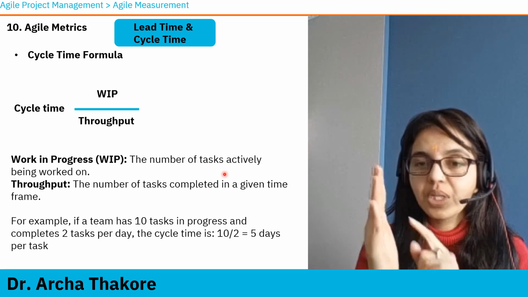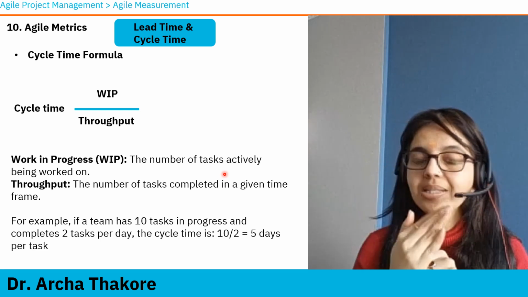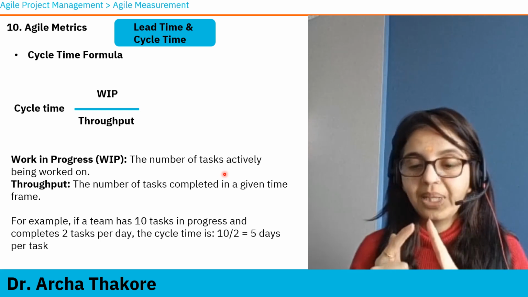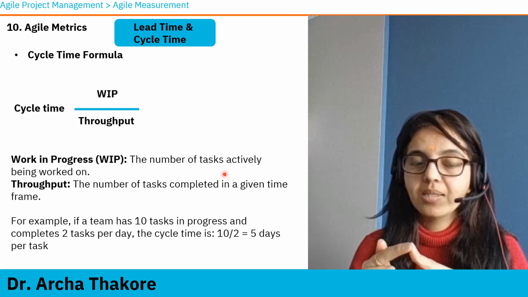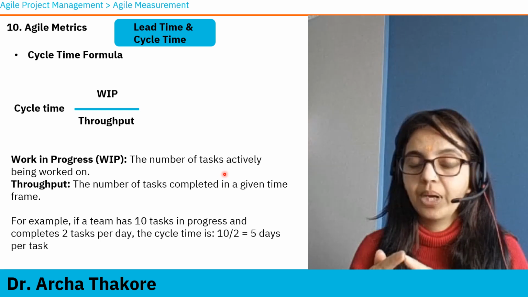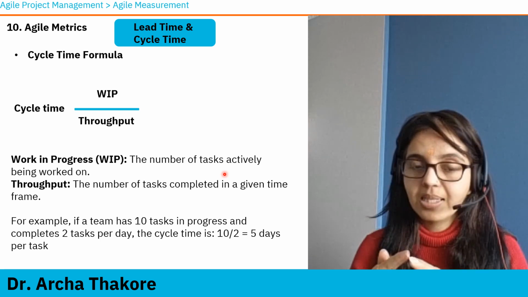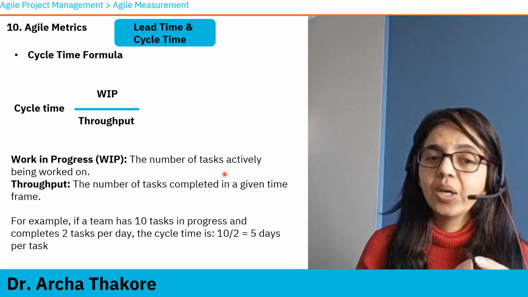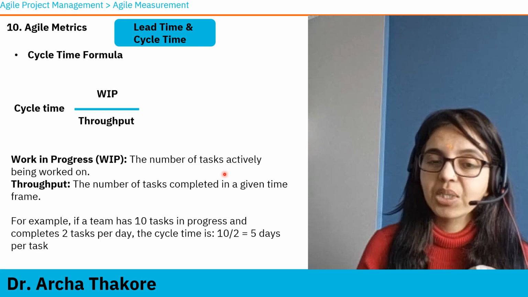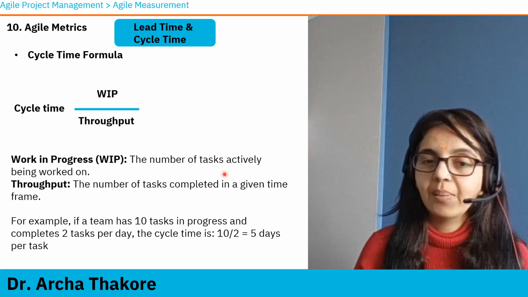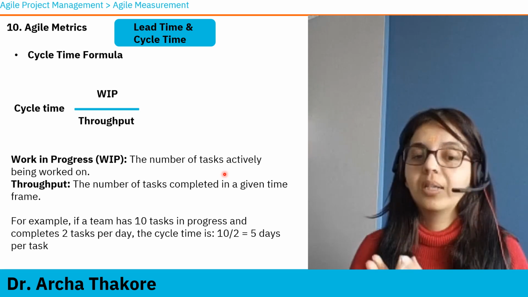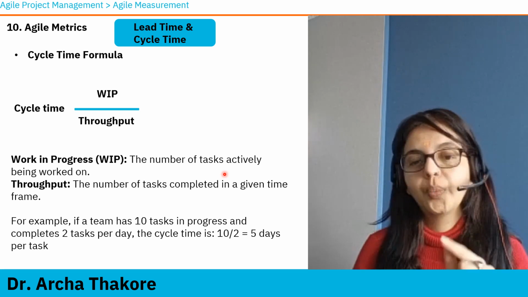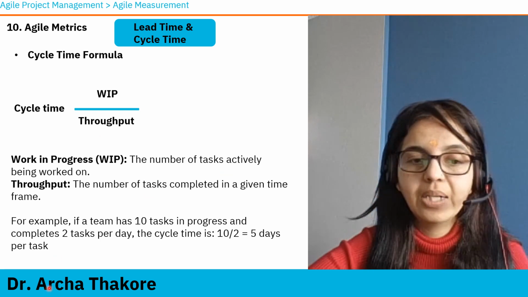There are 10 stories which are currently in progress. So what is the cycle time? Cycle time is 5 days per task. The team is doing 10 tasks at the same time, and it is completing 2 tasks per day. Okay, so cycle time is 5 days per task. The team is taking 5 days in completing one task. Okay, that is your throughput.